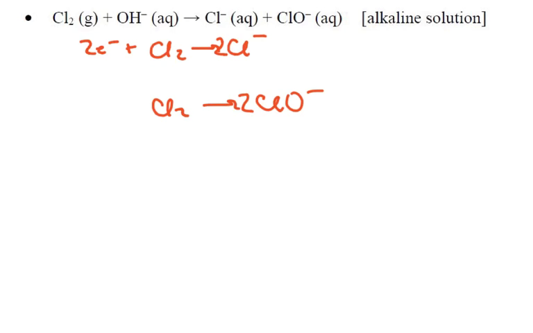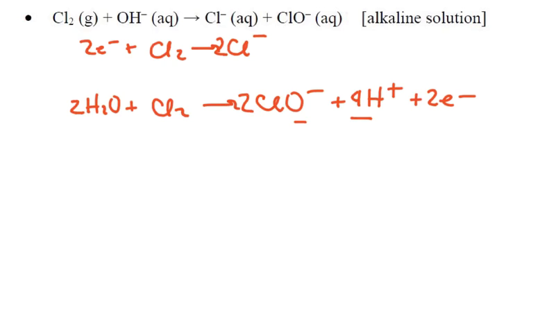Now I'll do my oxygens. I have 2 oxygens on the right, so I'm going to put 2 waters on the left. Now I have 4 hydrogens on the left. I'm going to add 4 H pluses on the right. And my right side has a charge of 2 minus and 4 plus, so I'm going to make that a 2 plus. So I'm going to add 2 electrons, because the right side is more positive by 2.